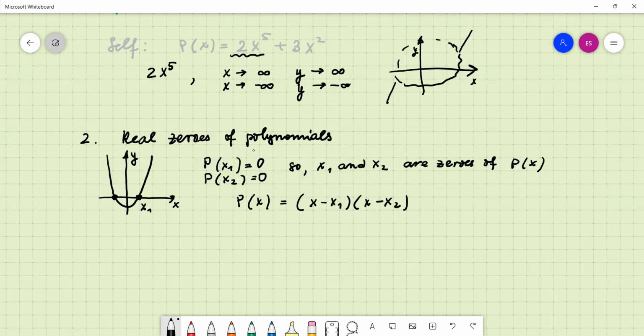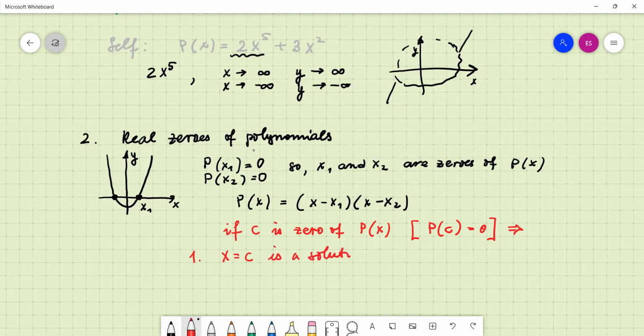Let me write down the summary of this representation. Number one, if C is a zero of P of x, that means that P of C equals 0. Then, number one, x equals C is a solution of the equation P of x equals 0.